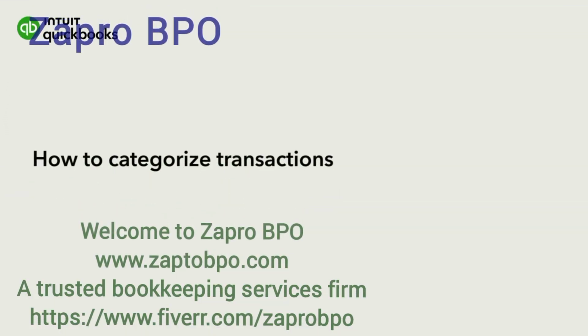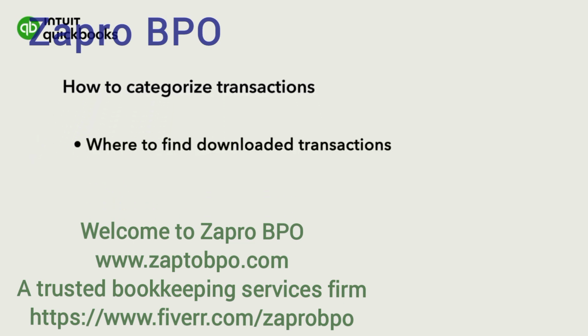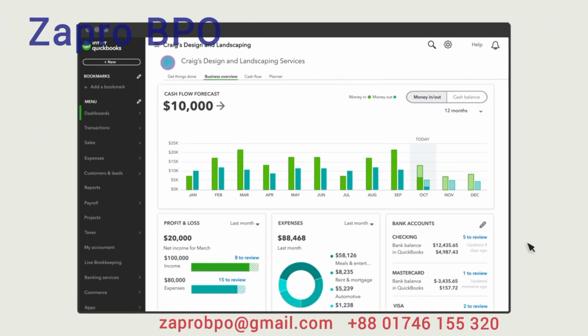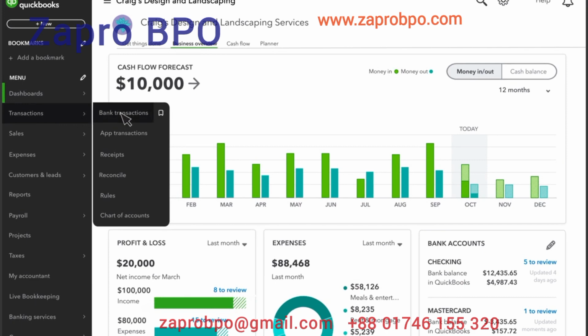Once you've connected your bank account to online banking in QuickBooks, QuickBooks downloads your recent transactions every day. Let's go over how to review the transactions downloaded from your bank and how to categorize and confirm them so your books are accurate. Go to Transactions to get started.